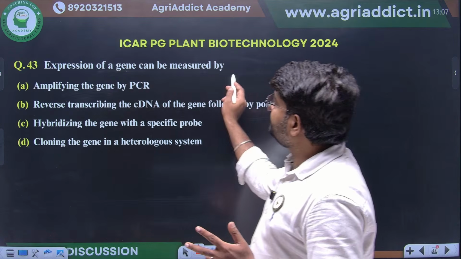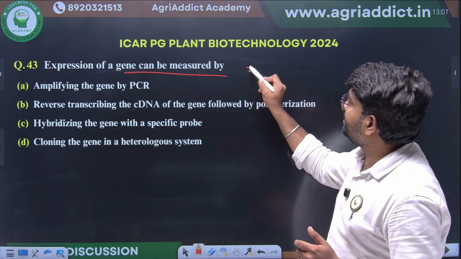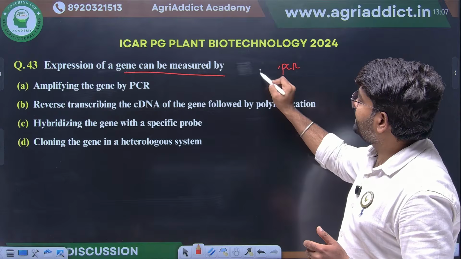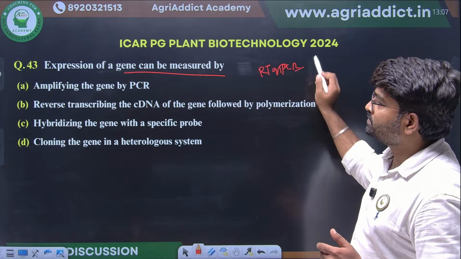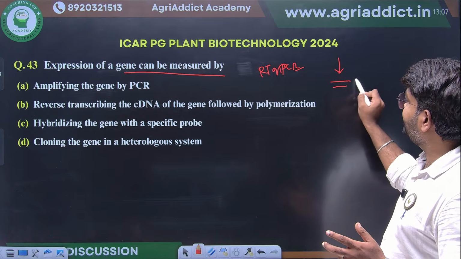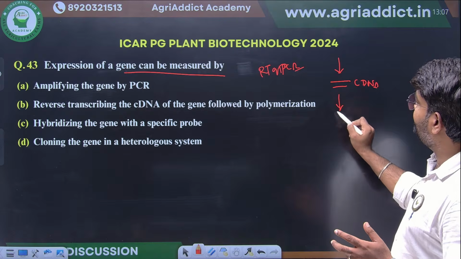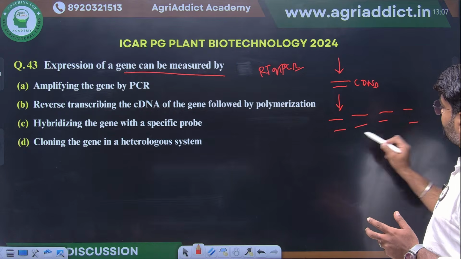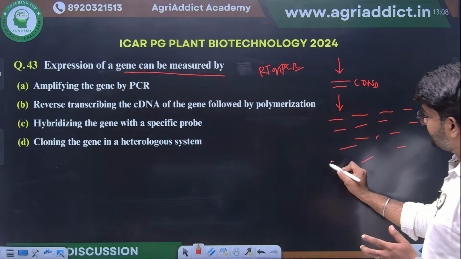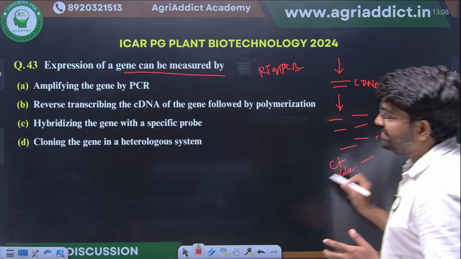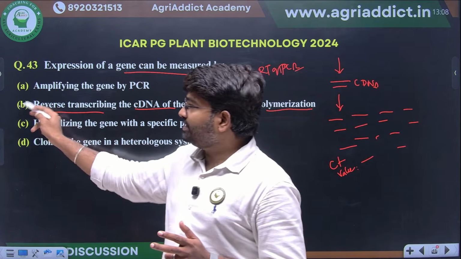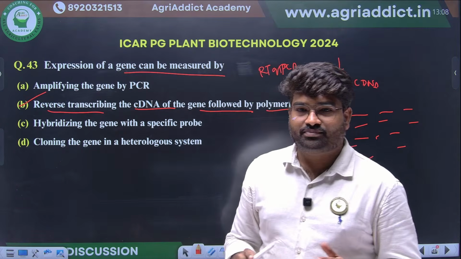Expression of a gene can be measured by, as we already saw, RT-qPCR, reverse transcriptase PCR. In RT-qPCR, they do reverse transcription, so cDNA is synthesized. This cDNA will be counted based on the CT value, which I have already told in the class itself. So the right option is reverse transcribing the cDNA of the gene followed by polymerization. Yes, B is the right option.